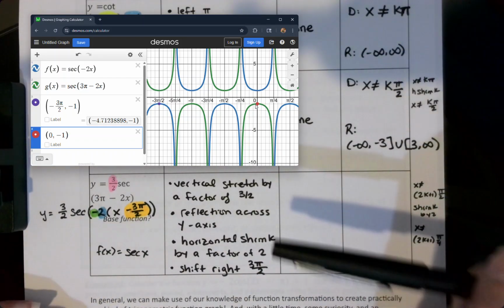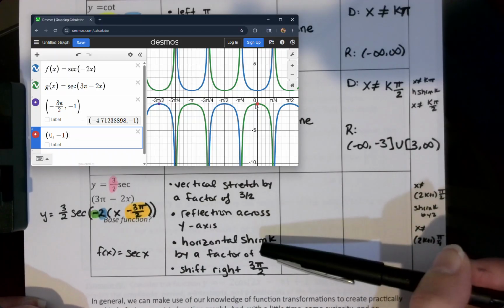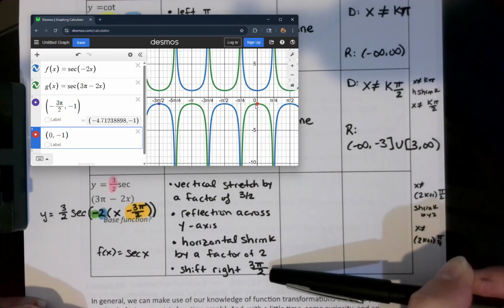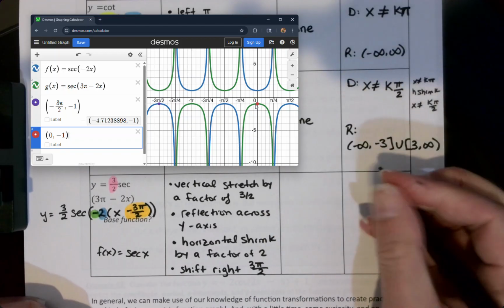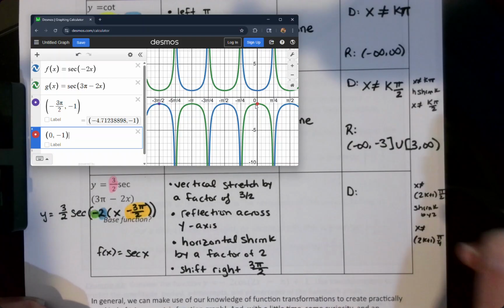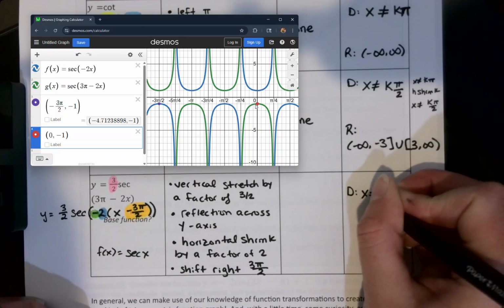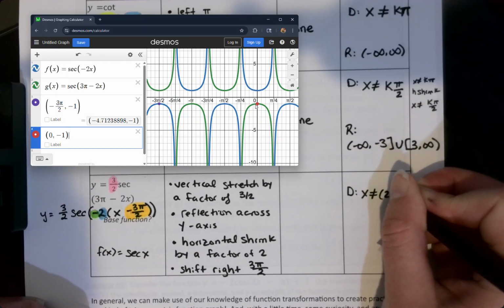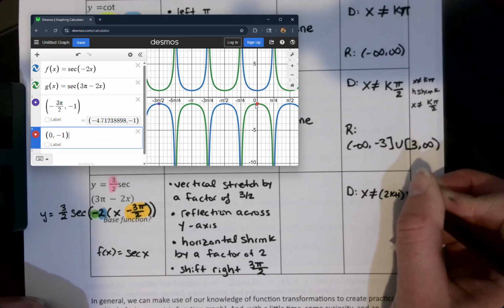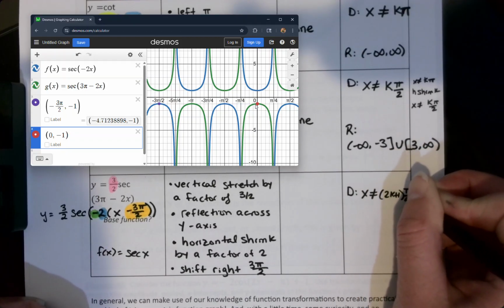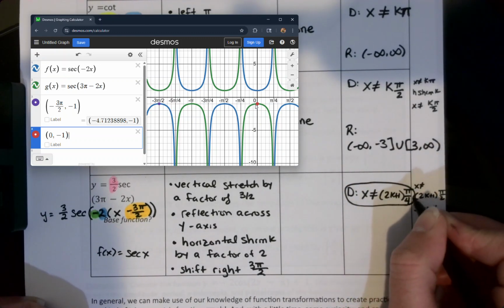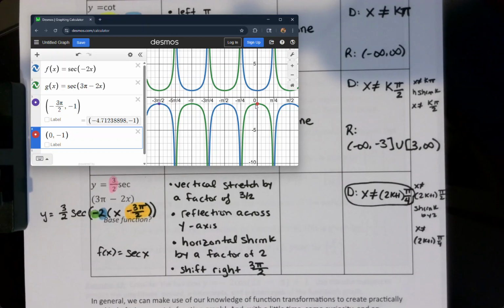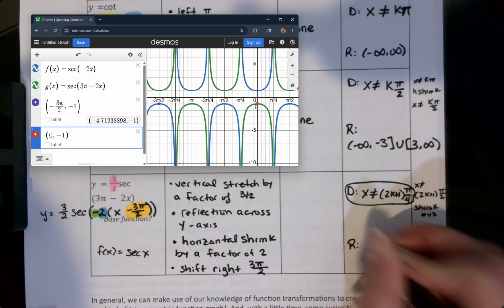Okay, so we've done the reflection across x, the horizontal shrink, and the shift to the right. Those are the only things that affect the x coordinate. So we're now done with our domain. It's going to be x is not equal to odd, 2k plus 1, multiples of pi fourths. I still need range. So range has not been completed yet.